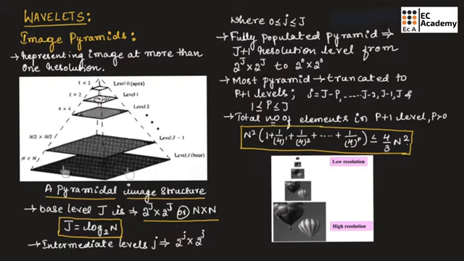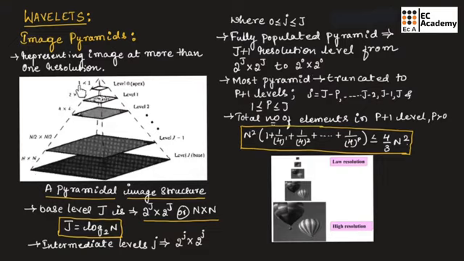The base level has the size 2^J x 2^J, or we can say N x N. Here J is equal to log base 2 of N. The intermediate levels have size 2^j x 2^j, where small j ranges from 0 to capital J. The fully populated pyramid is composed of J+1 resolution levels, from 2^J x 2^J down to 2^0 x 2^0.